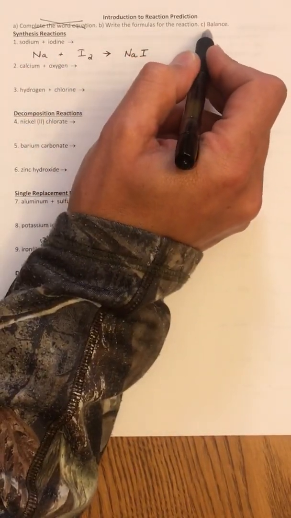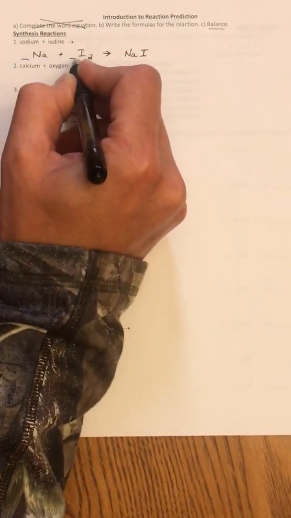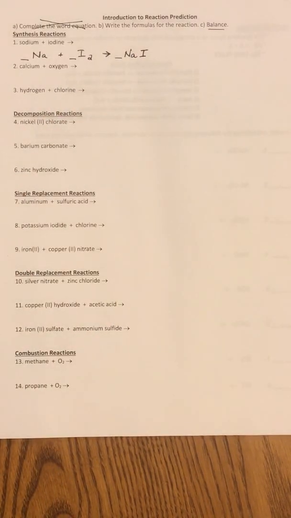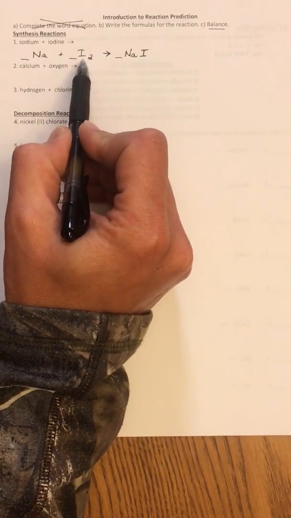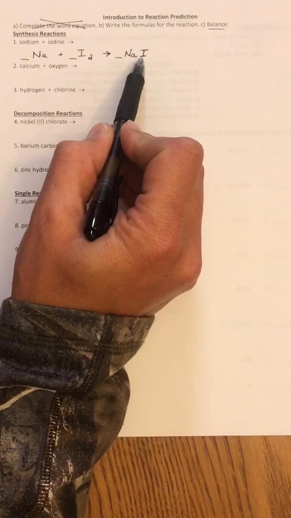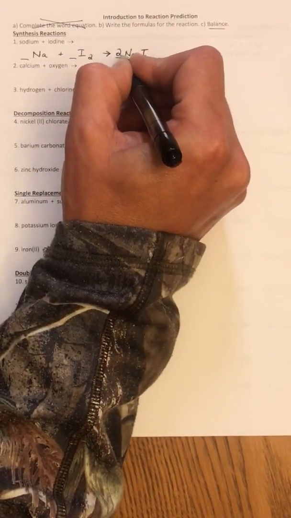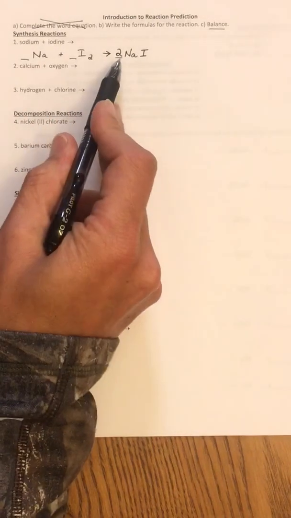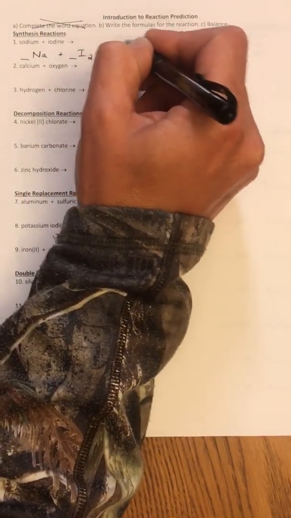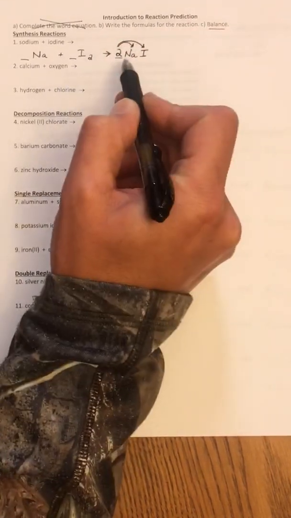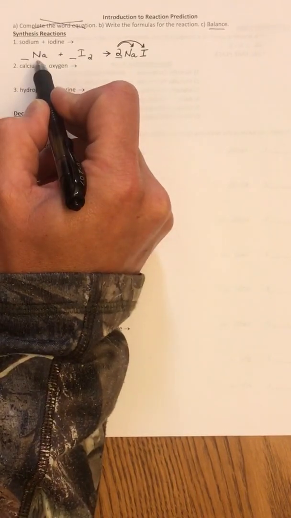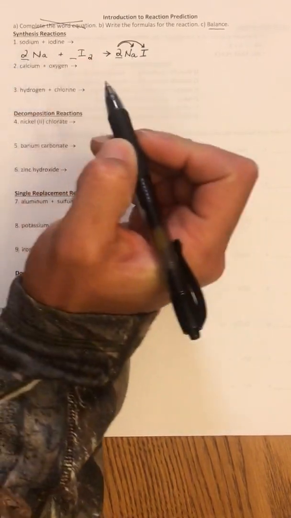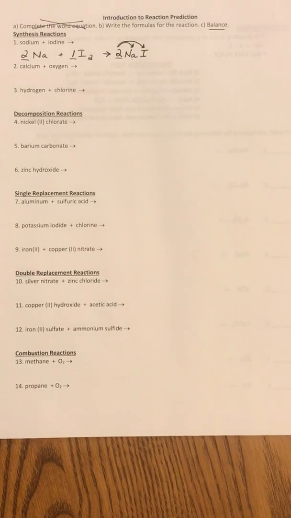Last thing to do is to balance it. So I will need coefficients. If you're looking here, we have 1 Na, over here is 1 Na. Over here we have 2 iodines, over here we only have 1 iodine. How do I get 2 iodines? I need to change this coefficient to a 2. Now I have 2 iodines on both sides, but now the sodiums are not balanced. I have 2 Is in the products, but I do not have 2 sodiums. So therefore I need to put a 2 in front of this one. And it becomes 2, 1, 2 as the coefficients. And that is number 1.